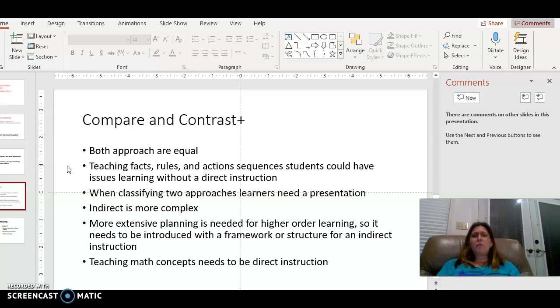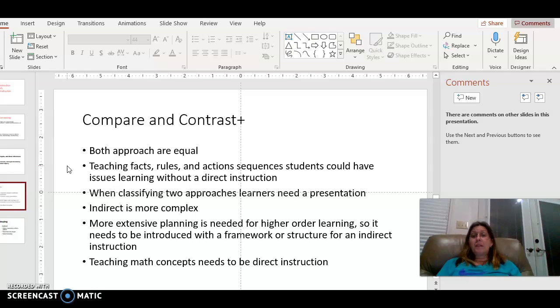Indirect approach is more complex than the direct approach. More extensive planning is needed for higher order learning, so it needs to be introduced with a framework or a structure for indirect instruction.